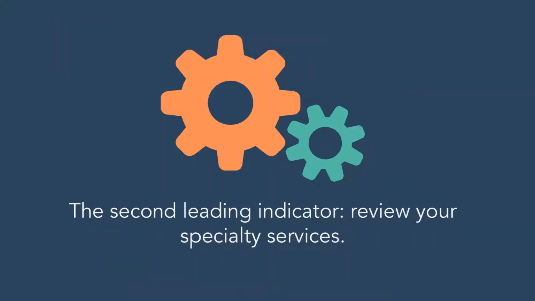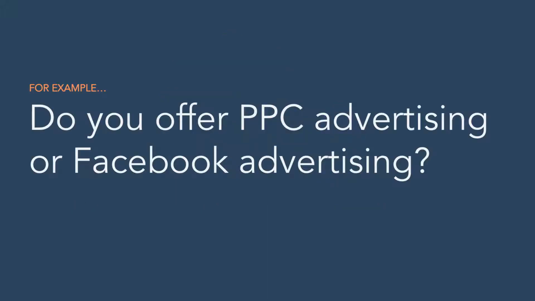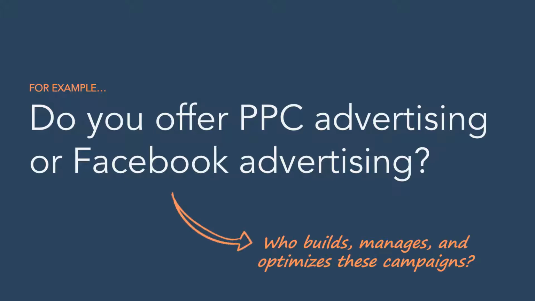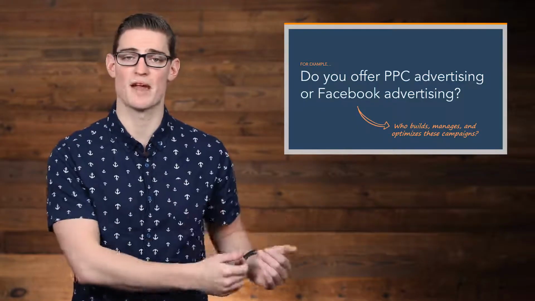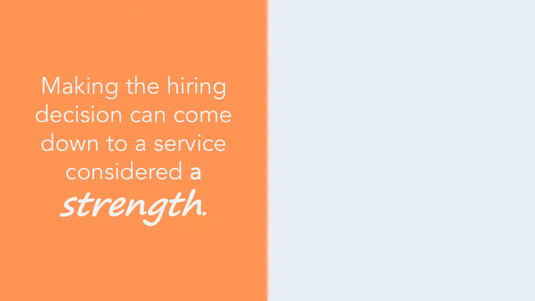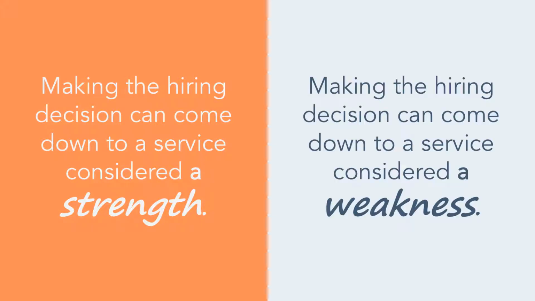The second indicator would be to review your specialty services. For example, do you offer pay-per-click advertising or Facebook advertising? If you do, who builds, manages, and optimizes those campaigns? The same people that manage all the other services? Or do you have an employee who specializes in those services? Making the hiring decision in this case can come down to both a service that's considered a strength and a service that's considered a weakness for the agency.